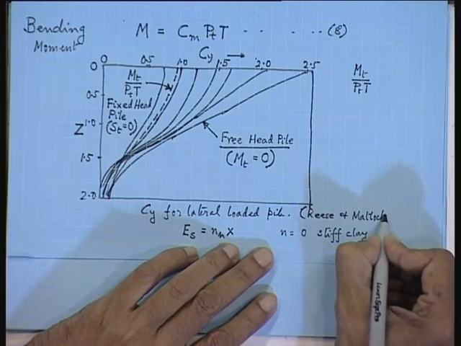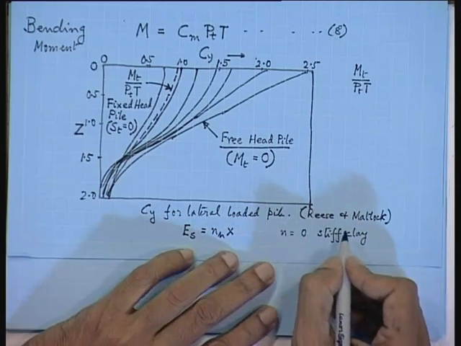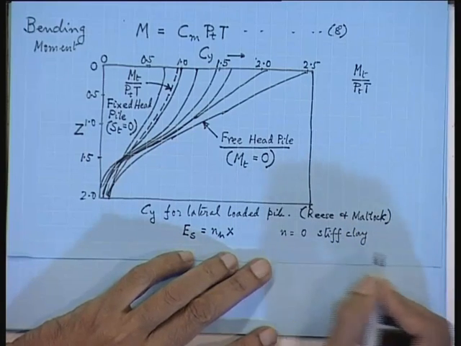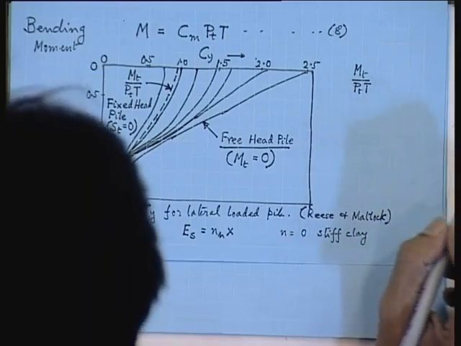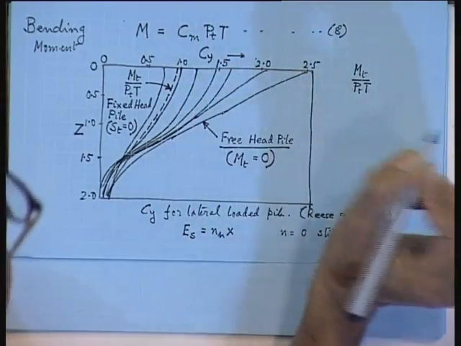Now, another set of curves can be drawn, which of course he has not shown here, for n equals to 1. So, n equals to 1 is granular. Granular means sandy soil. So, this is how you calculate deflection.